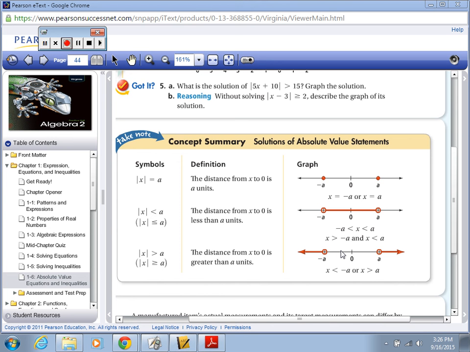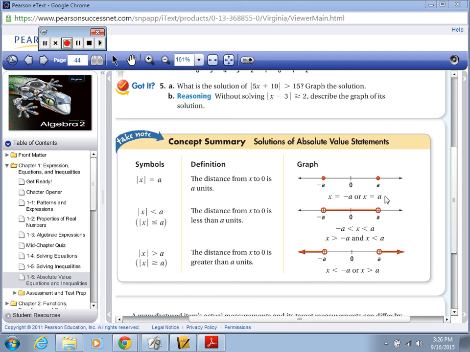So what you need to know, though, is that if you have absolute value of x equals a number, notice that your graph is just 2 dots, okay? That's pretty easy. If you have absolute value less than or equal to, that's an and problem, okay? And if you have absolute value greater than or equal to, that's an or problem, okay? So again, please feel free to pause this wherever you need it, but that's what you need to know.